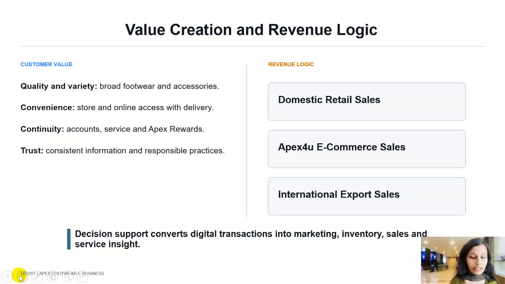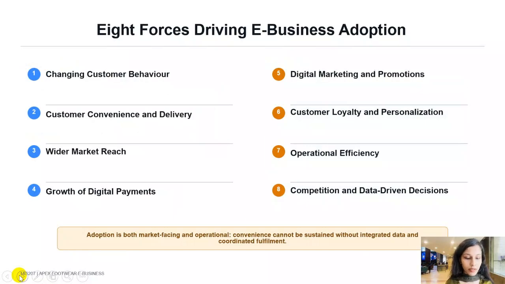Moving to slide number 9, we can see drivers of e-business adoption. There are 8 key drivers: changing customer behavior, convenience, wider market reach, digital payments, digital marketing, loyalty, operational efficiency, and lastly, competition. These factors work together. For example, online shopping requires proper payment, inventory, logistics, and delivery systems.